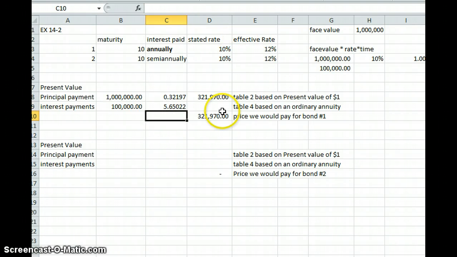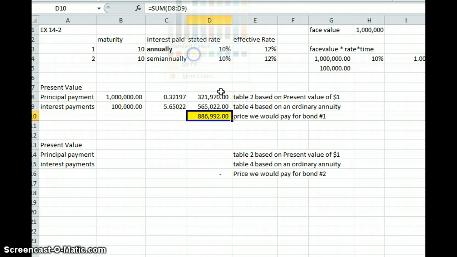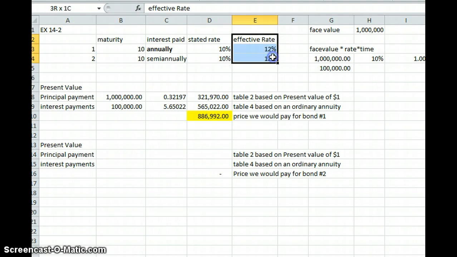And that is our factor, and we're going to multiply our payment of $100,000 times our factor of 5.65022, and we get $886,992. That represents the price that we would be willing to pay for that bond. So the bond would be discounted, and we should pay $886,992. If they're asking for more than $886,992, it's not a good deal for us based on our effective rate of interest and our present value calculation.